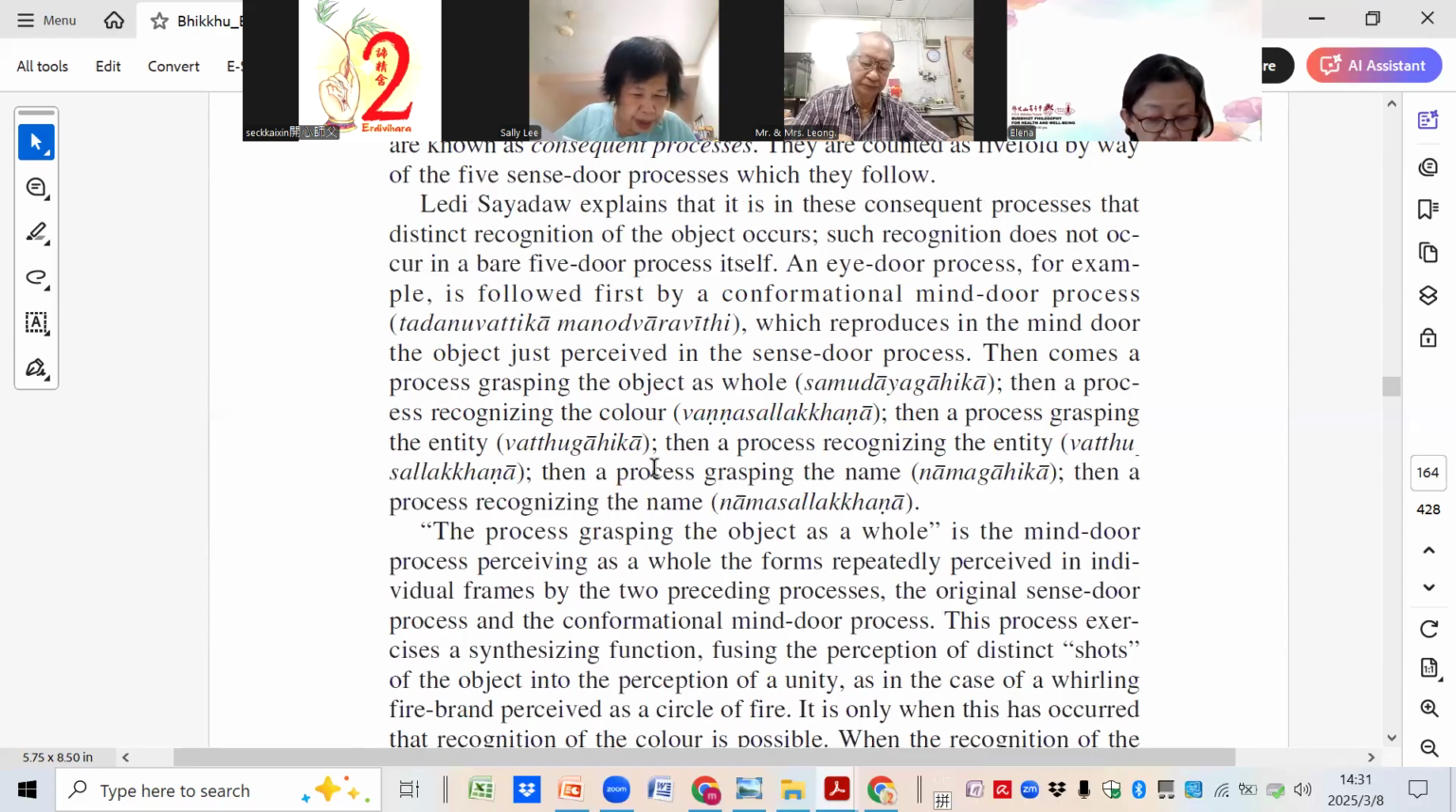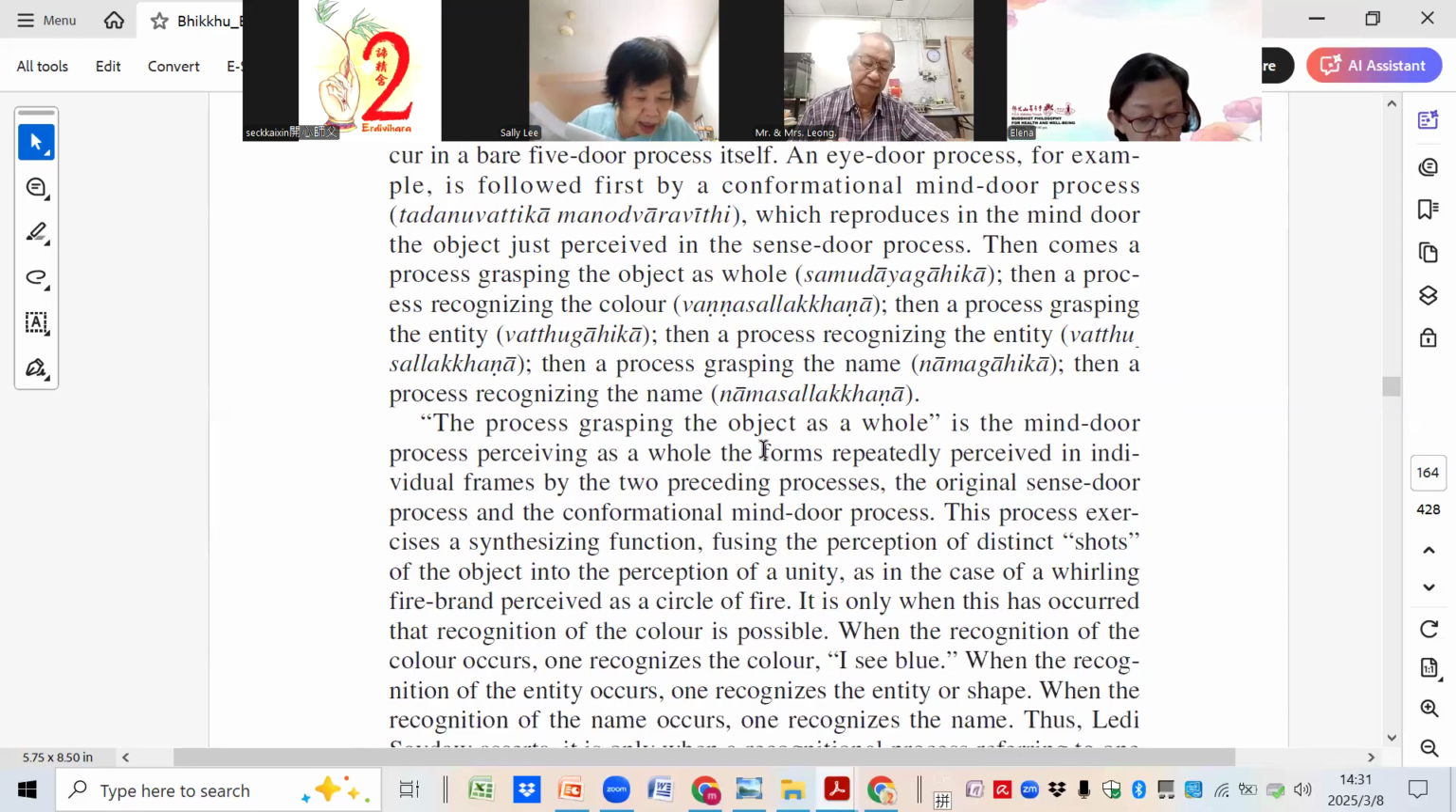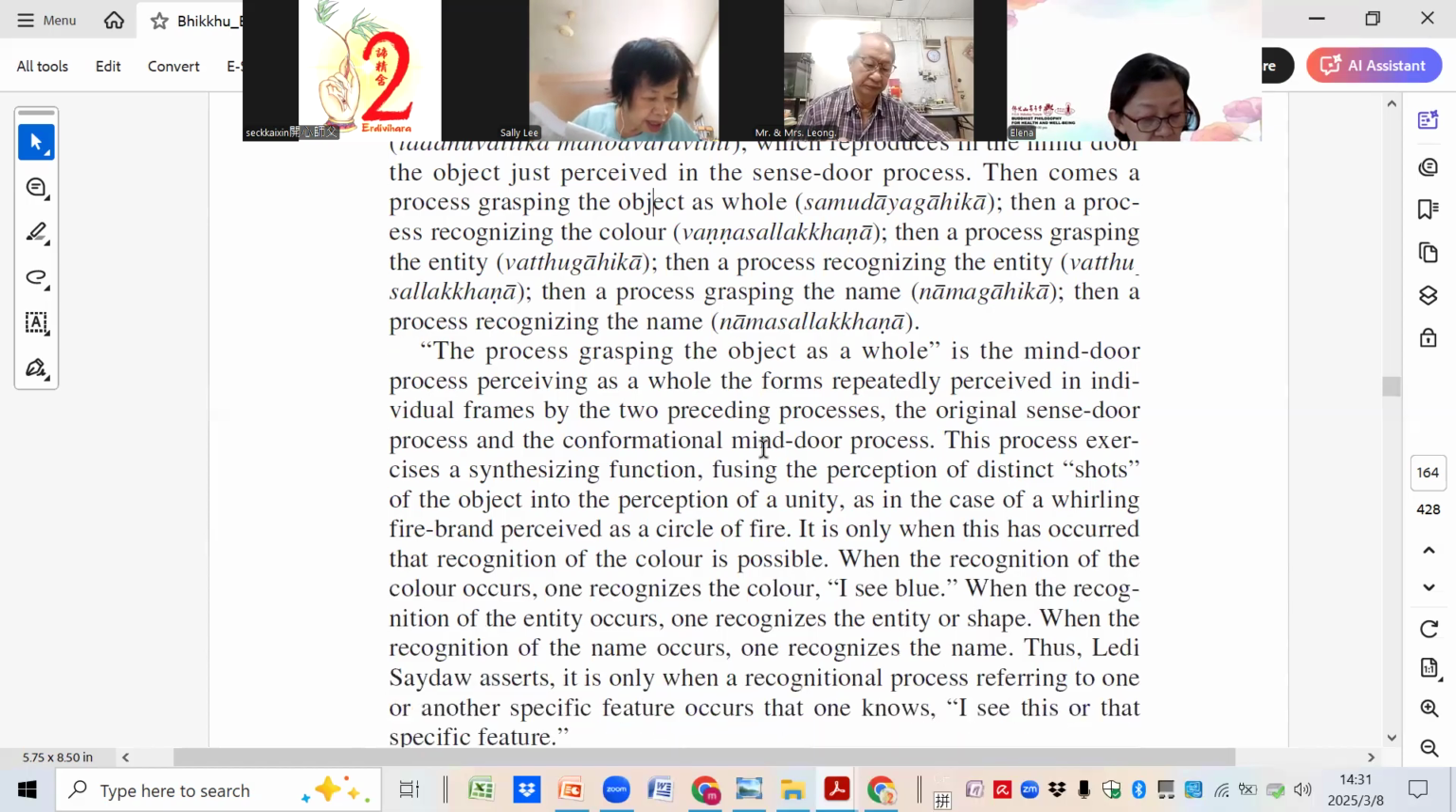An eye-door process, for example, is followed by a conformational mind-door process, kata vivaka, manovari, which reproduces in the mind door the object just seen by the sense door process. Then comes the process grasping the object as a whole, Samudayagati, then a process recognizing the color.